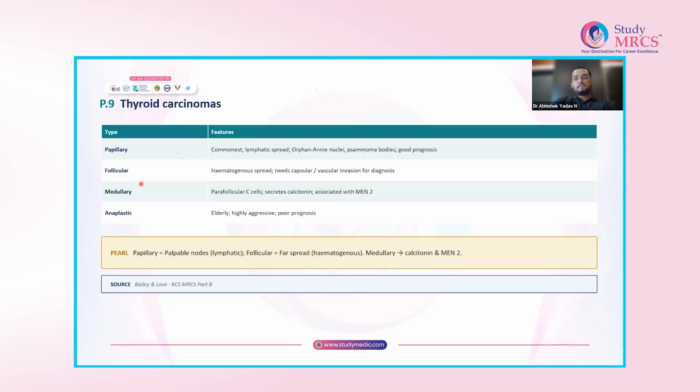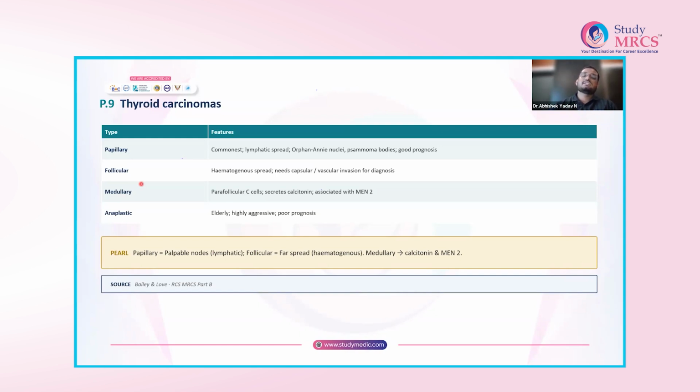Coming to thyroid carcinomas, we have the 4 main types: papillary, follicular, medullary, and anaplastic. A few gist points to remember for identification of these carcinomas. Papillary usually occurs in a younger age group and has very good lymphatic spread. On histopathological examination, we find what are typically known as Orphan Annie nuclei. They would have mentioned this in the histopath report.